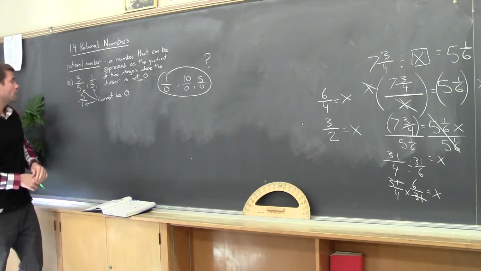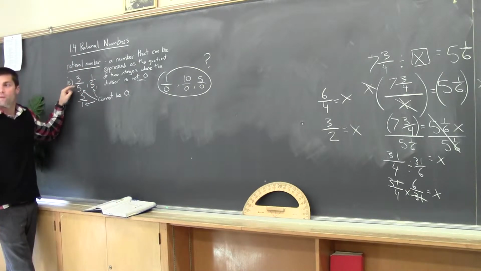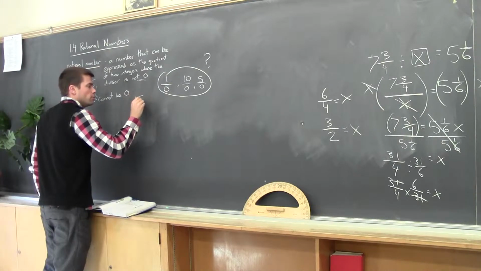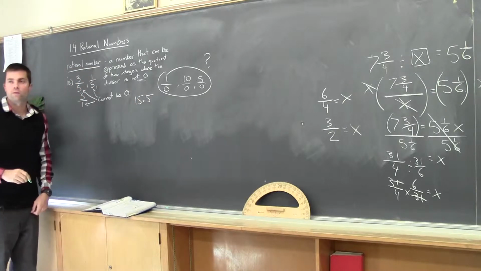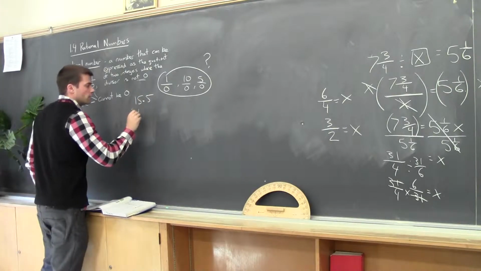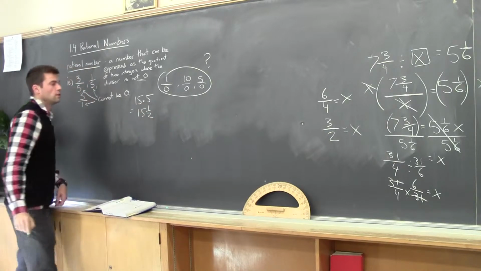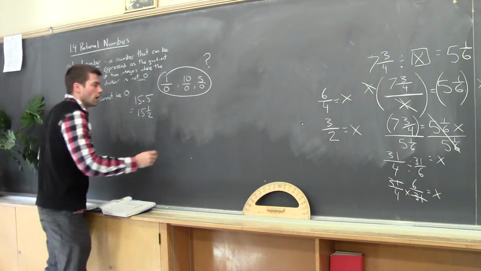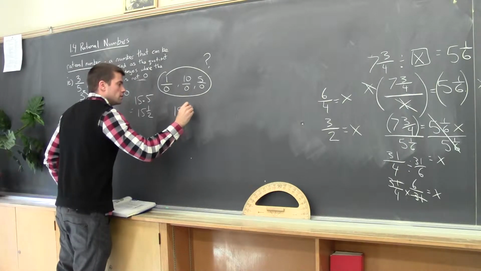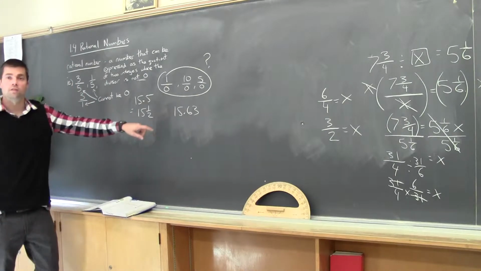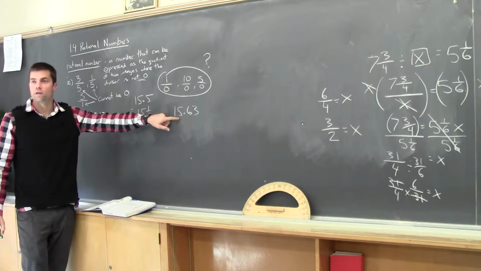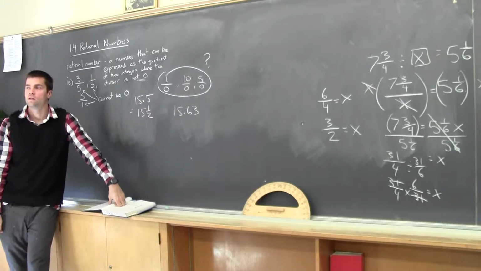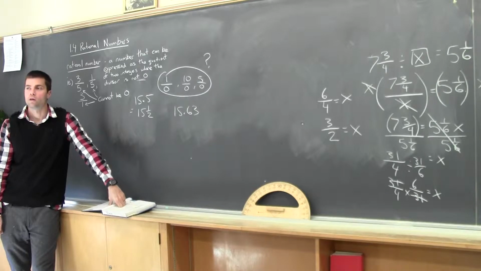All right, so if we have a number divided by another number, or even if we have a decimal number like 15.5, we know 15.5 is the same thing as 15 and a half. So this is also considered a rational number. Or if we have 15.63, this is considered a rational number. Can anybody show me that as an irregular fraction, or a mixed number? Josh?